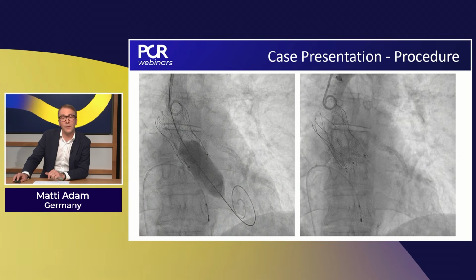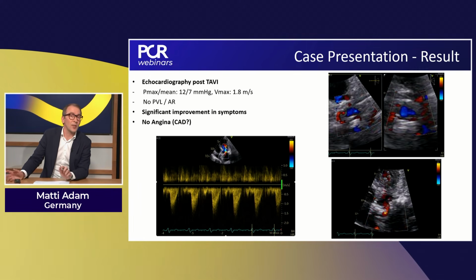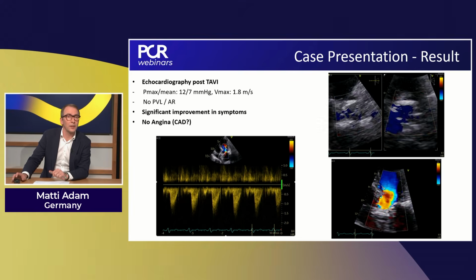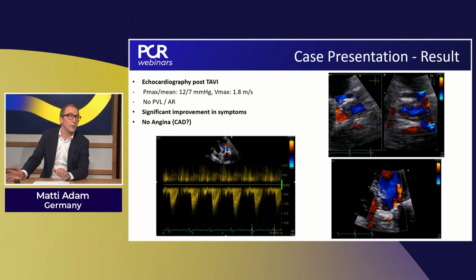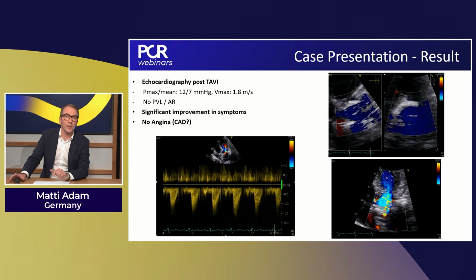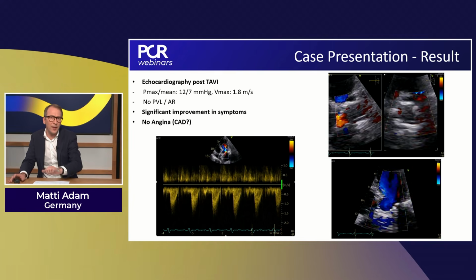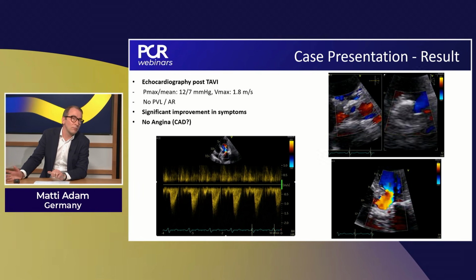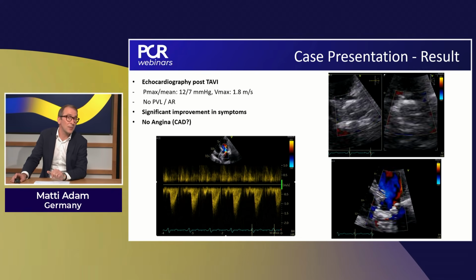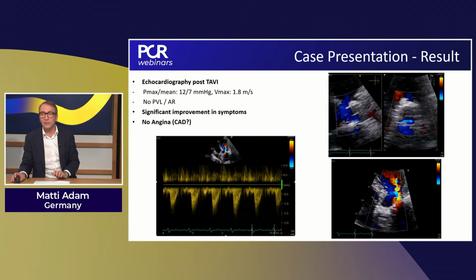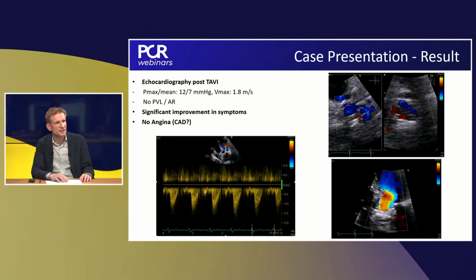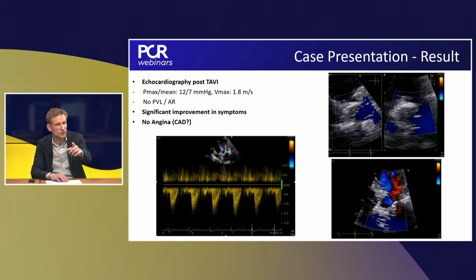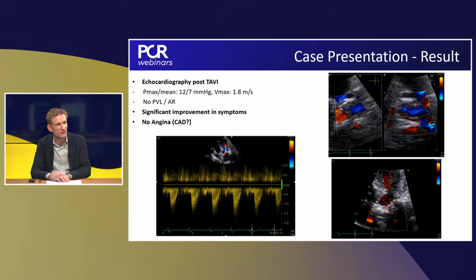I mean, a great effort. And just to follow up and give you all the details, pressure was 12/7. We had no PVL, almost no PVL, maybe a little minimal there if you want to be very, very spectacle. But no AR, significant improvement in symptoms and no angina. No angina. So, would you bring this patient back for PCI, by the way? No angina anymore. Would you do something about that right coronary?